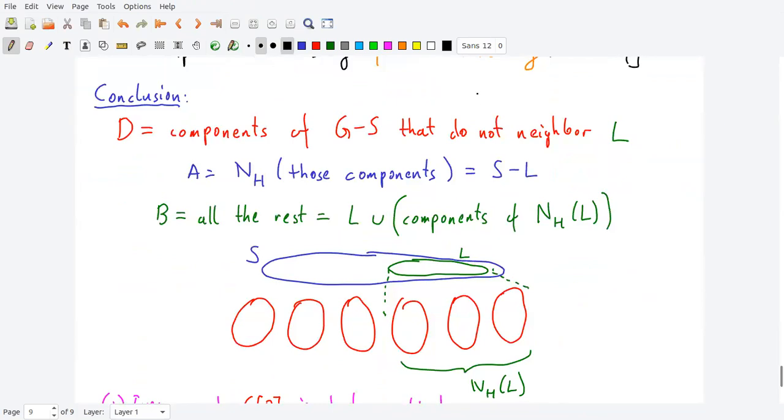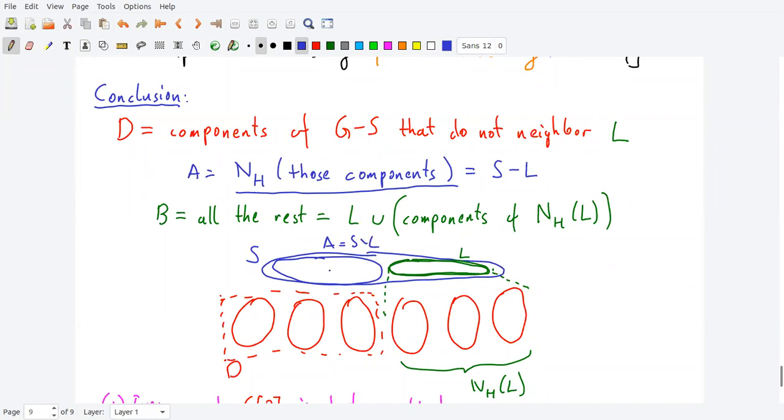Good, so the conclusion is as follows. D consists of all the components of G minus S that do not neighbor this maximum size set of defect zero. Now you can easily see that A, the neighborhood of those components, exactly corresponds to this. This is A equal to S minus L.